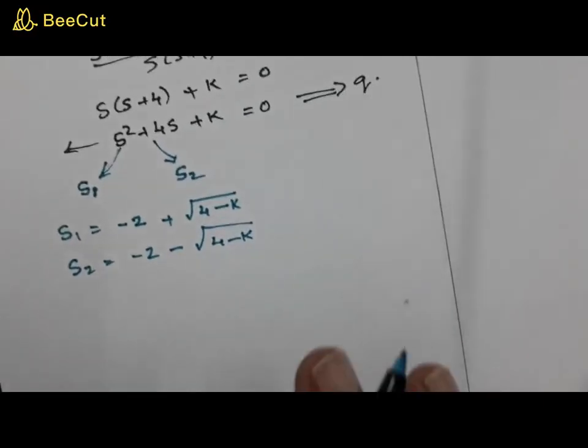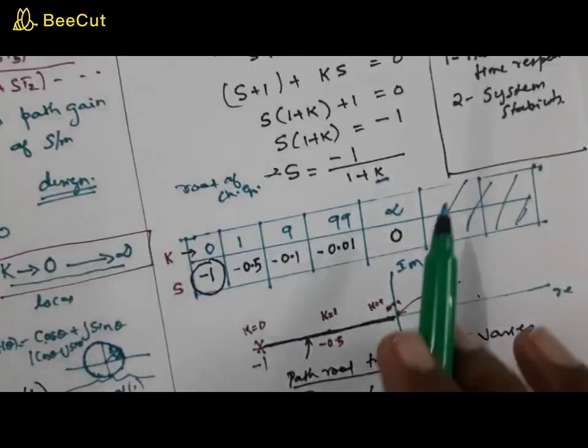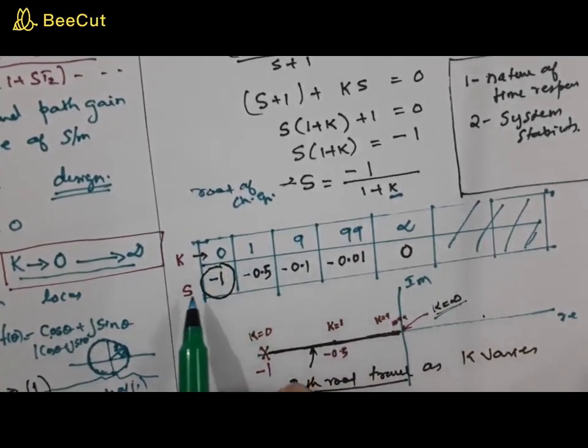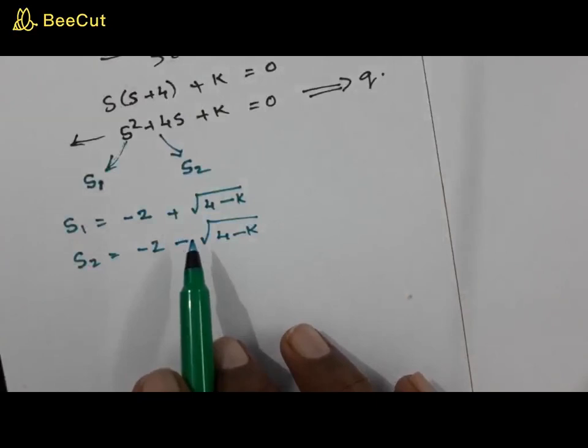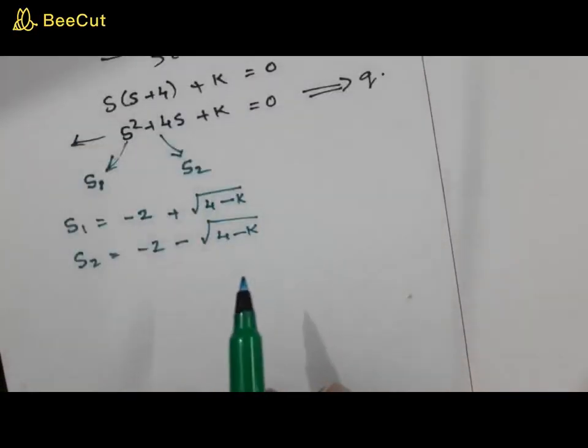Okay, now let us tabulate. So you have two roots. In the earlier case you had only one root because that was only a first order equation. Now, since it is a quadratic equation, you will have a three-row table, and here it is.